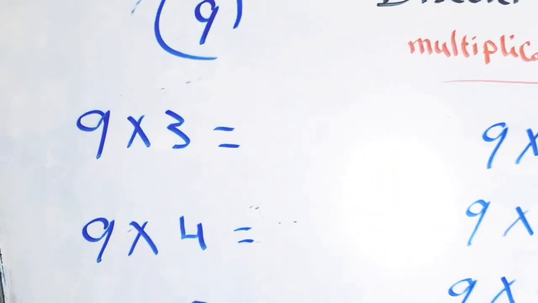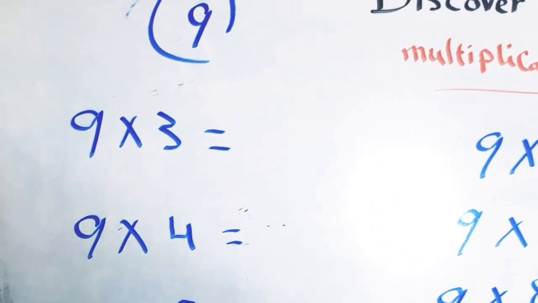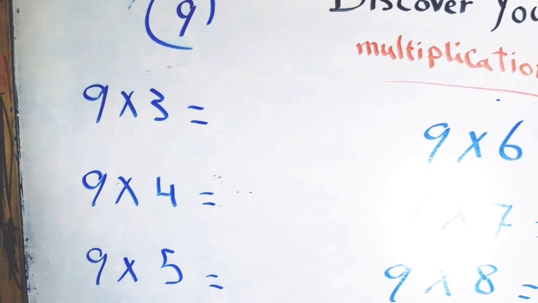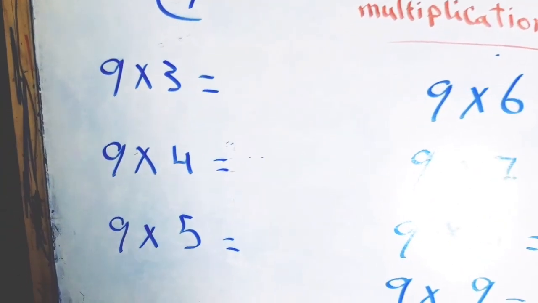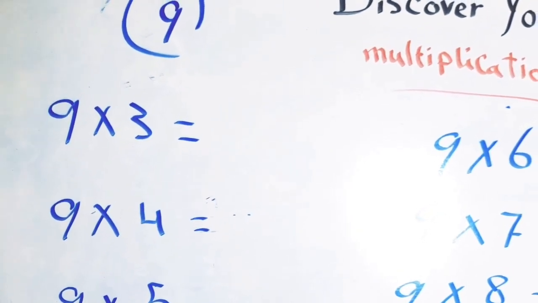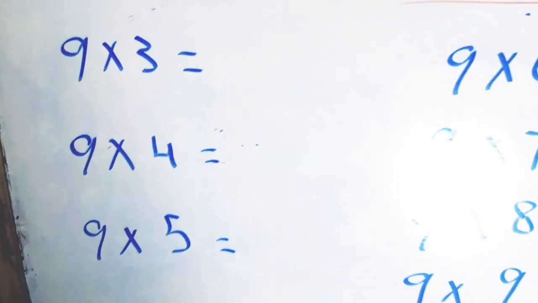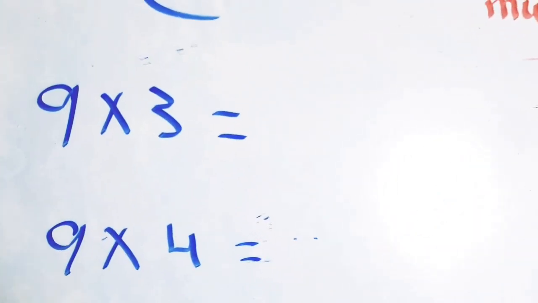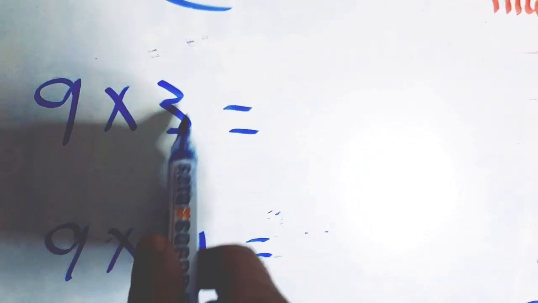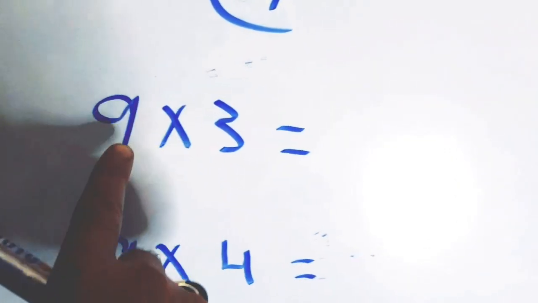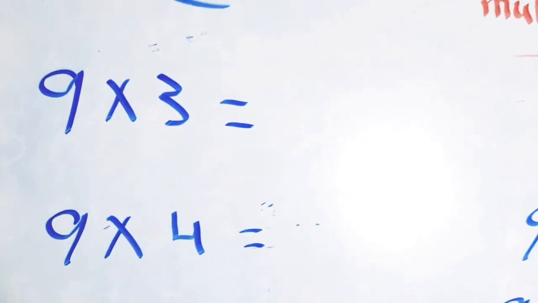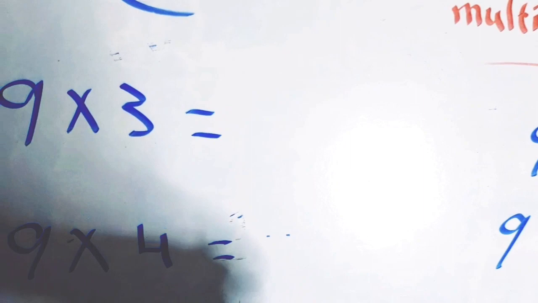What will we do here? When we multiply 9 by any one-digit number, we do something simple and easy. What is it? We look at the number we are multiplying by 9, okay? We subtract 1 from this number. For example, 9 times 3. We subtract 1 from 3, so we have 2.